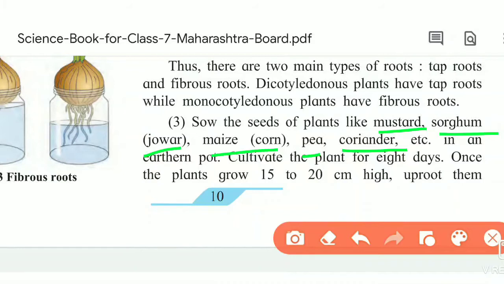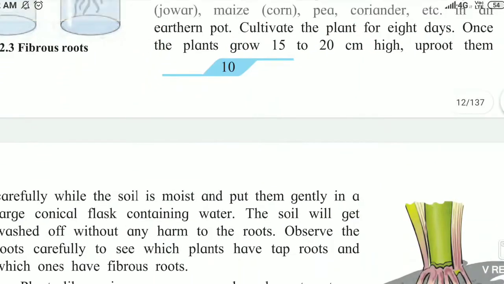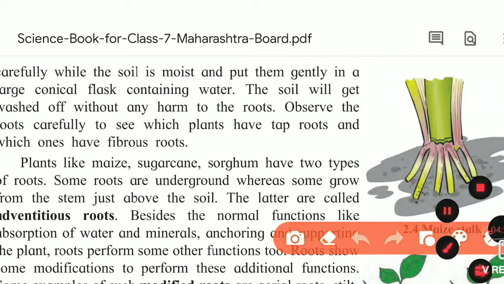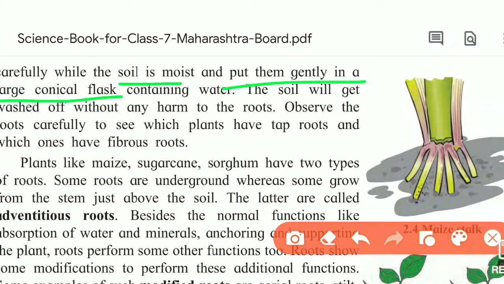Once the plant grows 15 to 20 centimeters high, uproot them. We have to uproot it carefully while the soil is moist, and put them gently in a large conical flask containing water, so the soil gets washed away without any harm to the roots. Observe the roots carefully, see which plants have tap roots and which have fibrous roots.